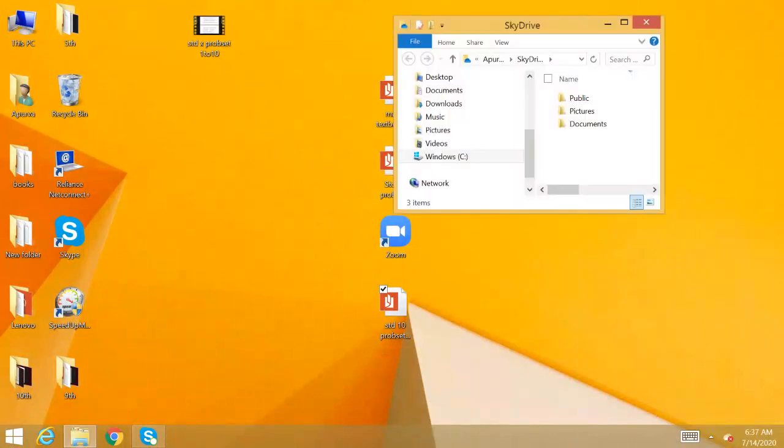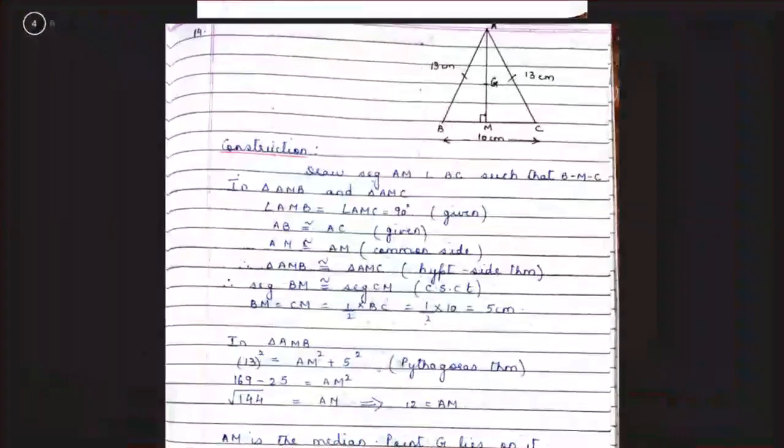Now we go to question number 14. In an isosceles triangle, length of the congruent sides is 13 centimeter and its base is 10 centimeter. Find the distance between the vertex opposite the base and the centroid.